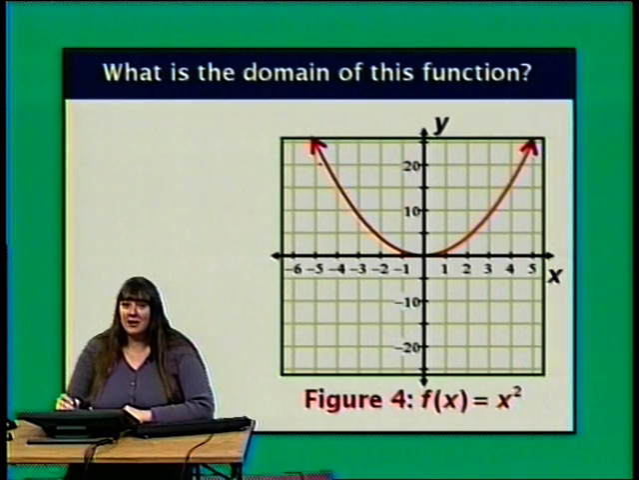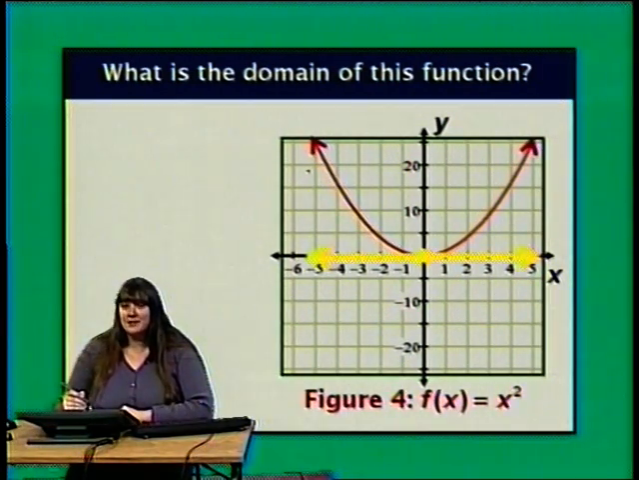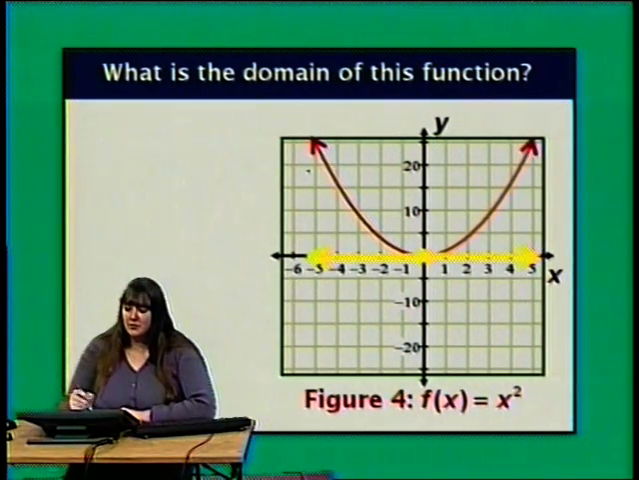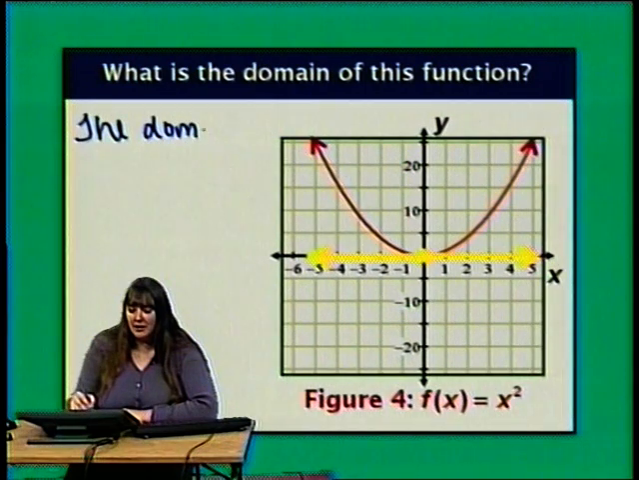The arrow to the far left indicates we're going to go on forever to the left and pick up all of those negative x coordinates. The arrow to the right indicates we're going to go on forever to the right and pick up all of those positive x coordinates. So our domain of this function is going to be all real numbers. And in interval notation, we indicate that as -infinity to infinity.